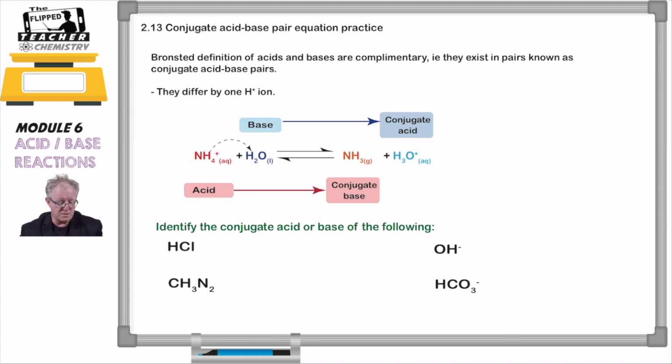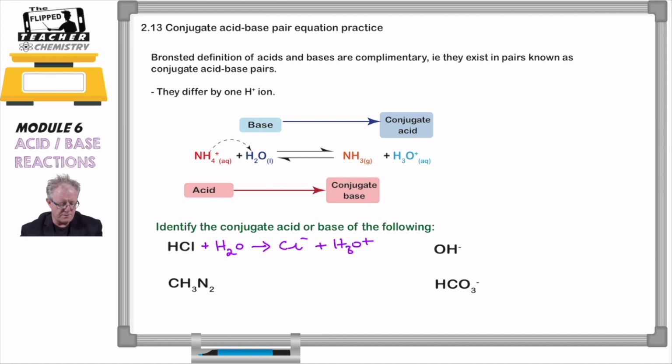So let's have a look at these ones here. This is a sort of a question. Identify the conjugate acid base of the following. So it says HCl. Well, HCl is the acid. So if I was to write an equation, then of course this H+ would be donated to the water, and so therefore that would be Cl minus plus H3O plus.